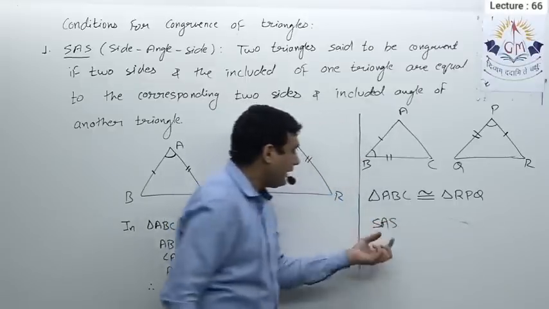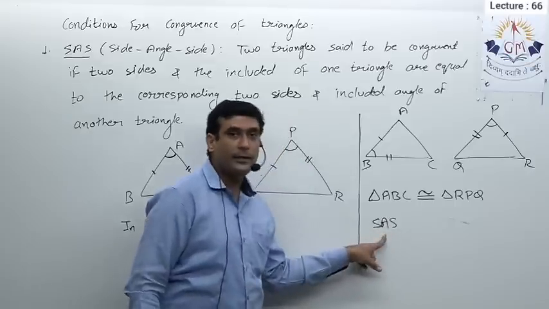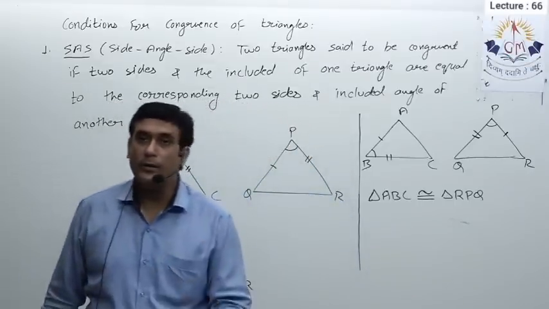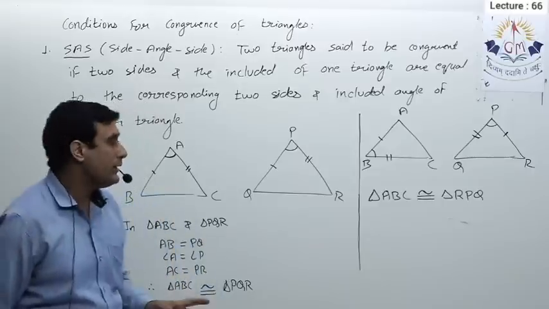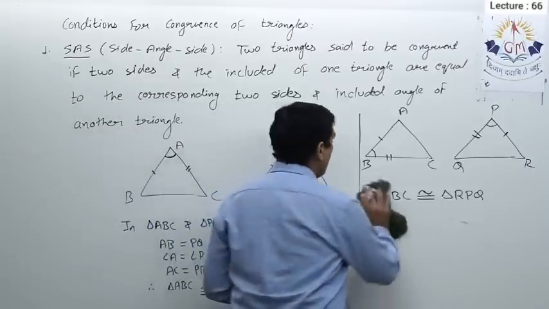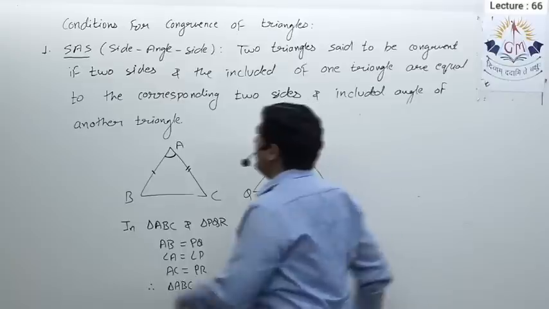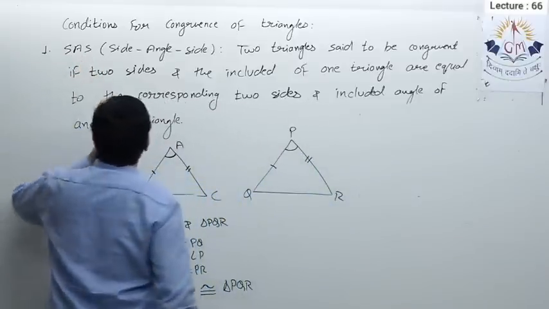This side angle side says that two sides and the included angle of one triangle must be equal to the corresponding two sides and the included angle of another triangle. Then only we can say triangles are congruent. Okay, so that is the first criteria. Now we'll see the second criteria.